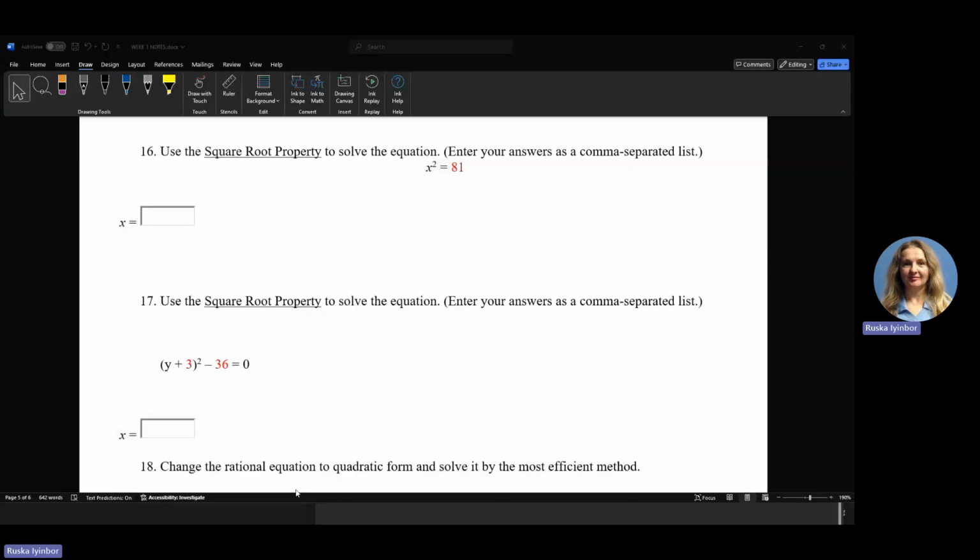In this video, I'm going to record how to solve quadratic equations using the square root property. And also, I'm going to talk about complex numbers. So first, what is the square root property?